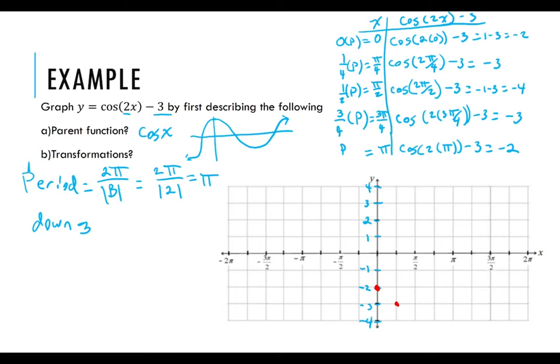At pi halves, we have negative 4. At 3 pi fourths, we have negative 3. And at pi, we have negative 2. And so to sketch this, what does this look like? This looks about like this. It's a little bit off, but that's pretty close. And then that's one full cycle.